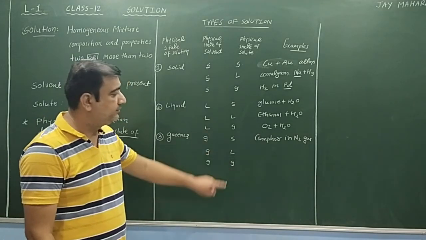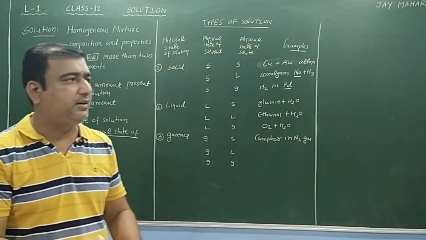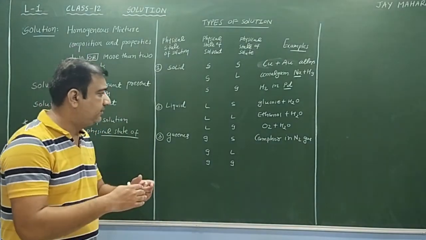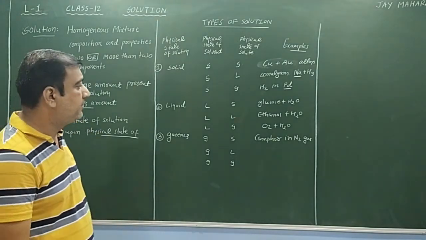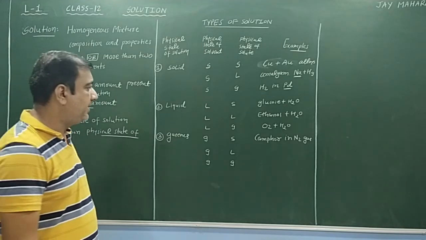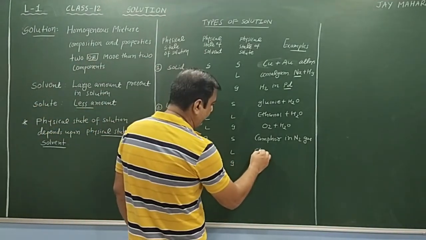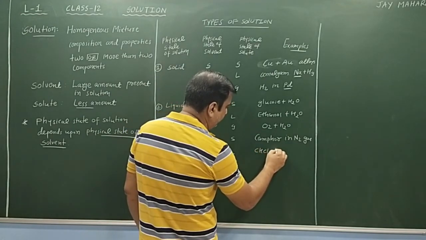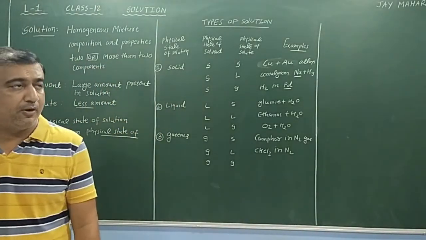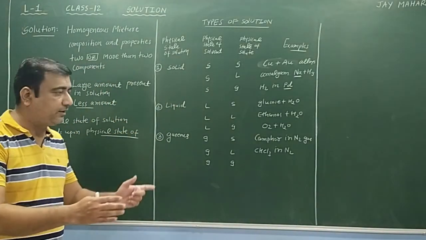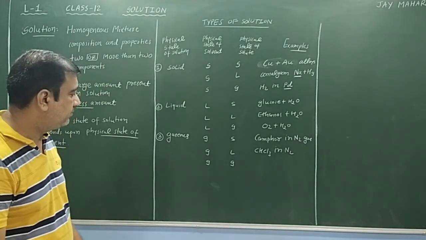Now again liquid, the solute is in liquid form. That means a liquid which has very high vapor pressure, that means a more volatile property, directly converting to gas. We can write here chloroform, chloroform in N2 gas. Chloroform is a more volatile substance present in liquid form, but due to more volatility it is converted into gas.